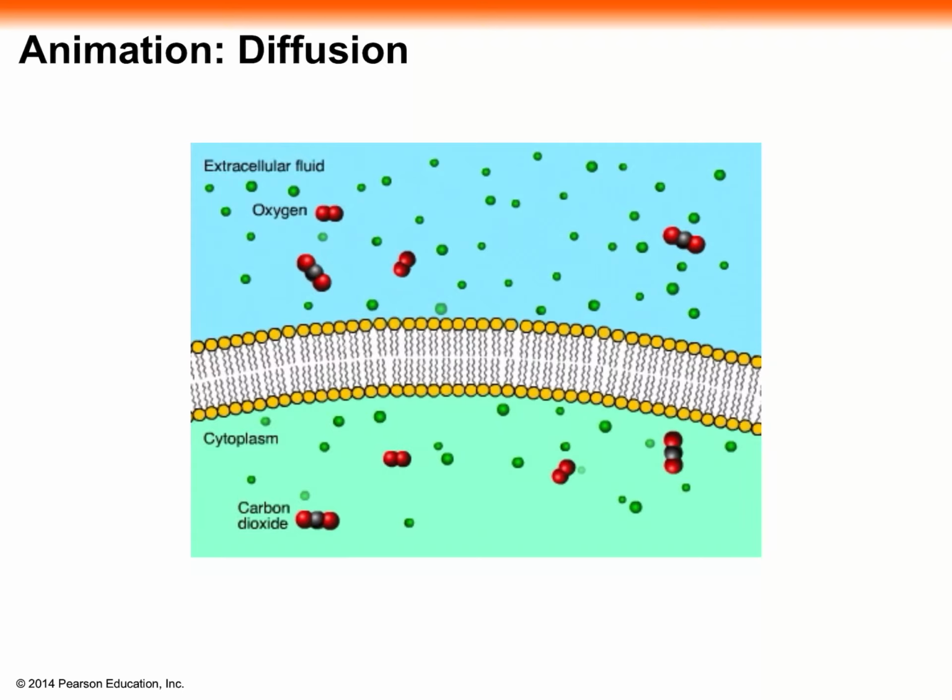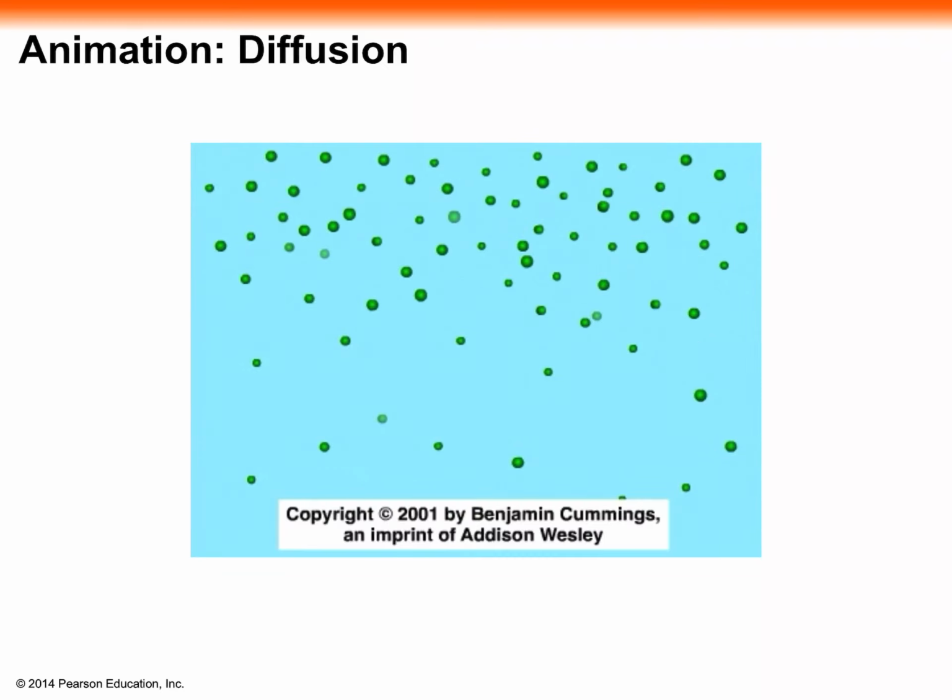Now, let's look at another animation on membrane selectivity. Why it is that membranes are selectively permeable.